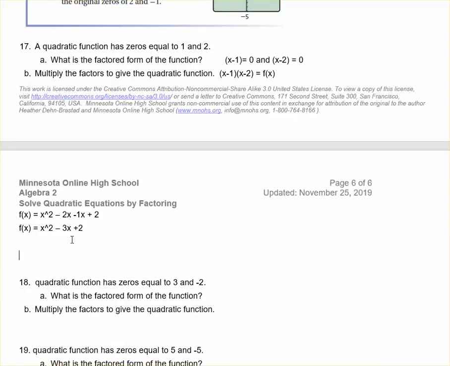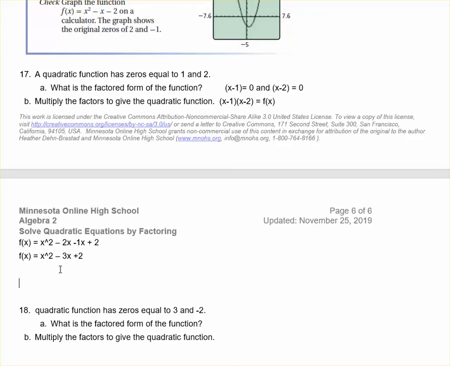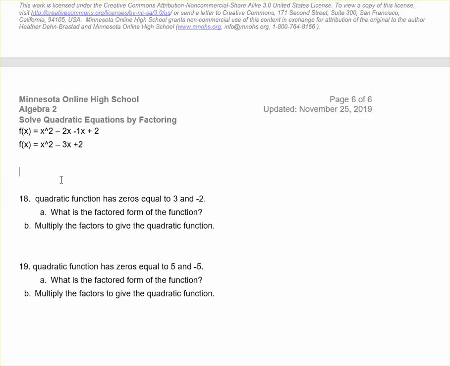And you can check by graphing. You can graph your answer and see if these indeed are the zeros, if this is where they cross the x-axis. So for 18, you'll do the same thing, and 19, you'll do the same thing. Note that in 18, one of them is negative, so the opposite would be x plus 2 for one of the factors.